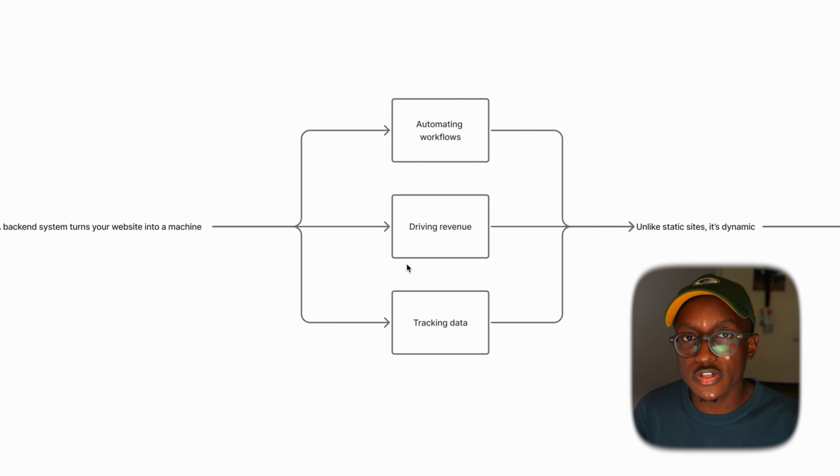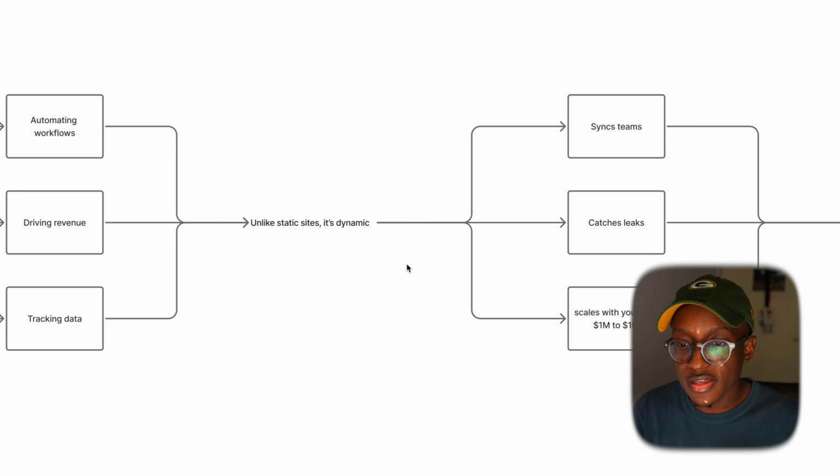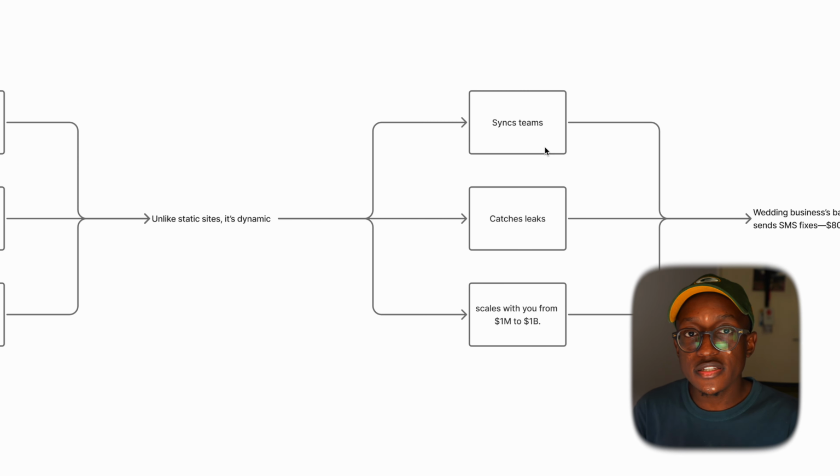And what you don't want to do is miss out on that potential. Unlike static sites, it's dynamic, meaning that you're able to sync your teams. Basically, everyone understands what is going on within the business, and you can track all their movements within your business, so that you're understanding how the team is performing, how the profit and loss sheets are performing, how the churn rates are performing.